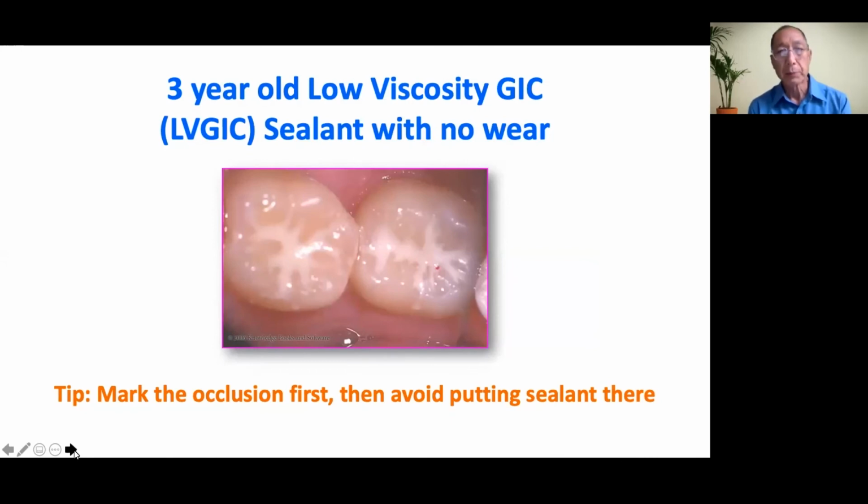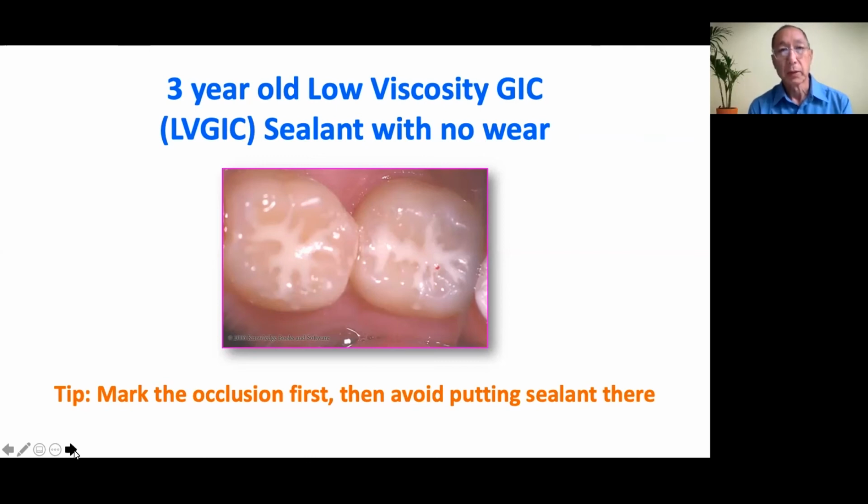Getting back to the topic of occlusal sealants, a lot of people have a myth that sealants or glass ionomer cannot be used on a chewing surface because it won't hold up. A lot of people also think it's soluble. Well, I'm going to show you a few pictures.